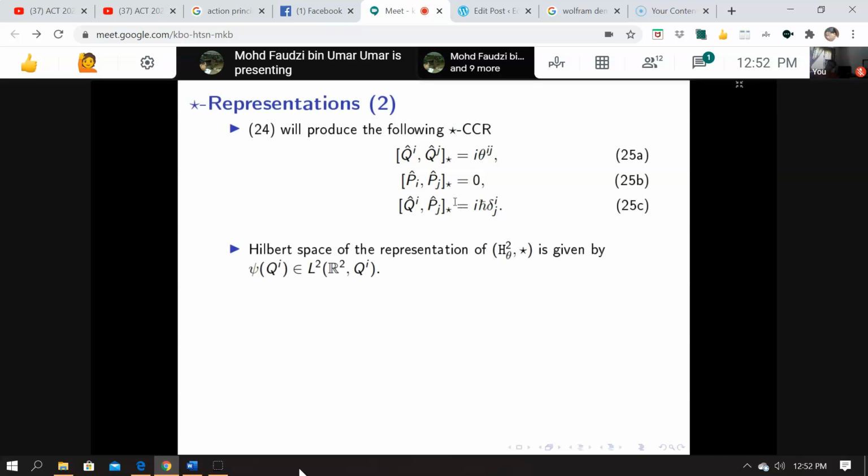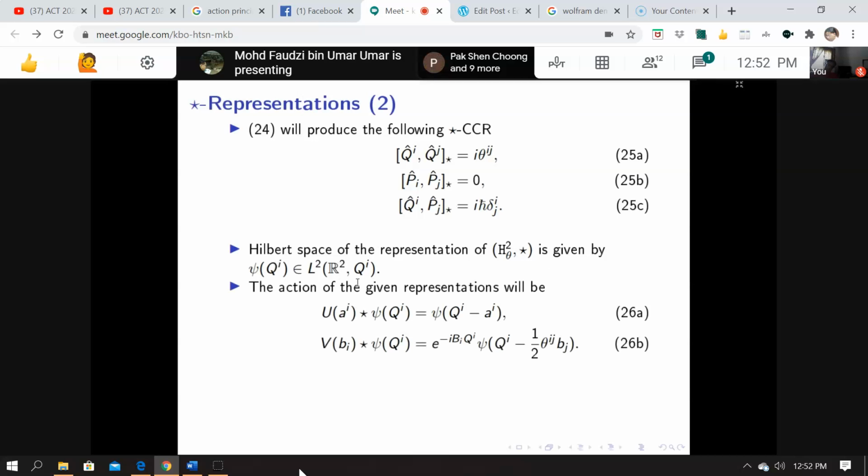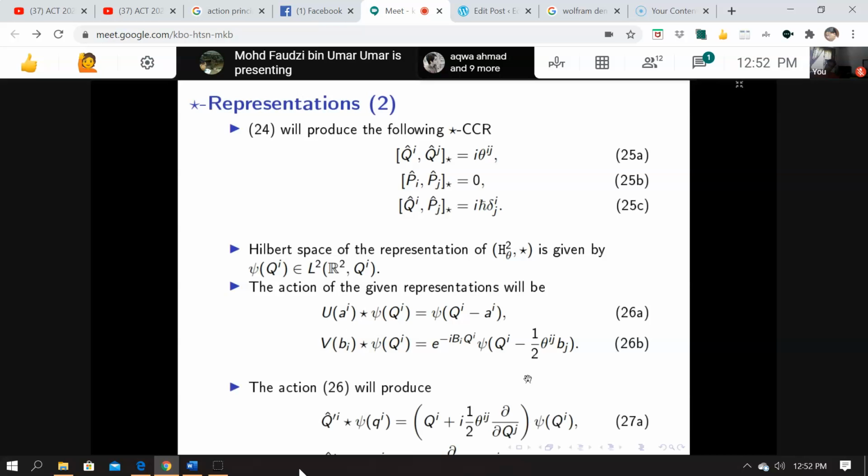And then we define a Hilbert space of representation of this one is given by this. Okay? And then the action of the given representation will be this one, equation number 26, A and B. Okay, and lastly, okay.